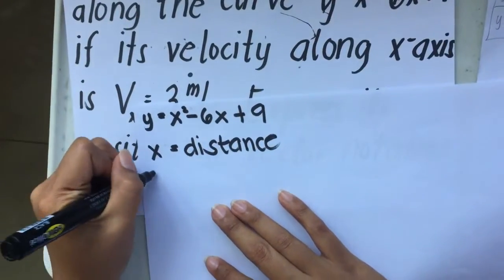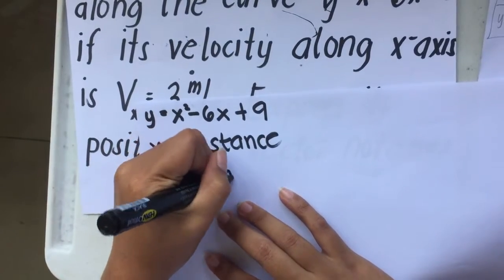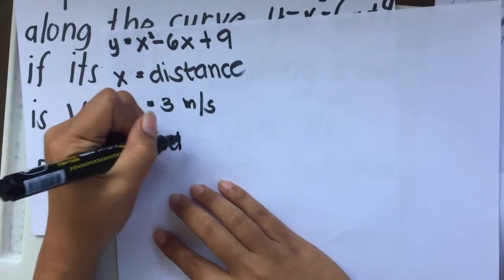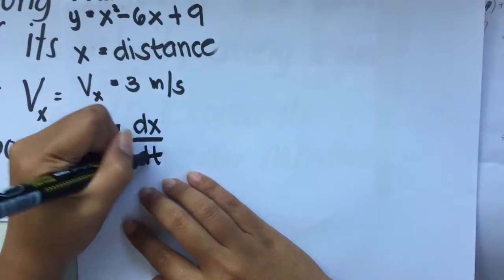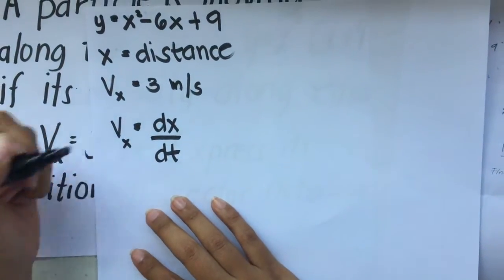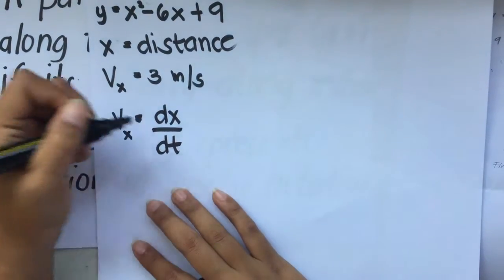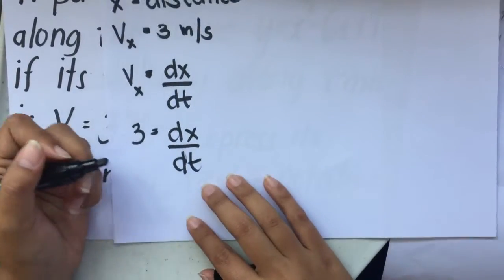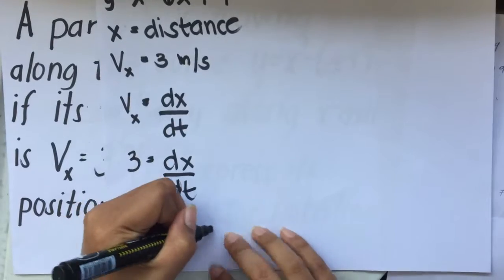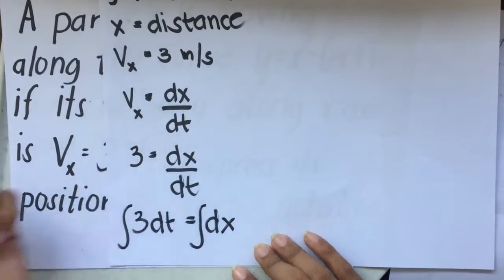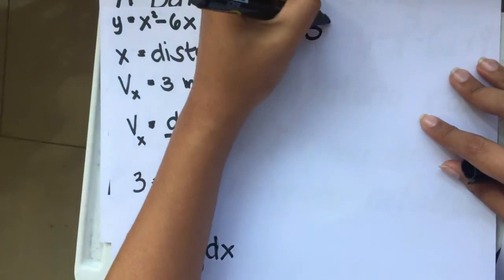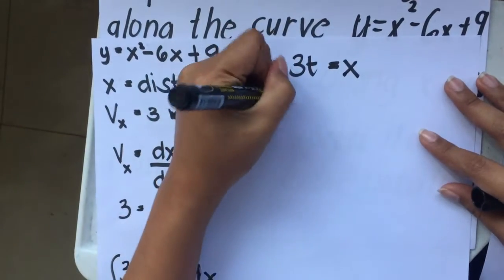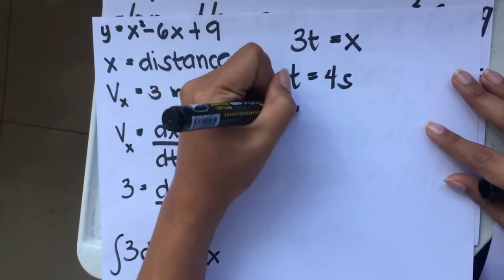So we are given the velocity equal to 3 meters per second, and we know that the velocity is also equal to the derivative of the distance with respect to time t. So we just have to substitute v sub x into this formula, which is 3 is equal to dx over dt. So we have 3 dt is equal to dx, and we have to integrate this, getting 3t is equal to x. So substituting, we have t is equal to 4 seconds. We have 3 times 4.